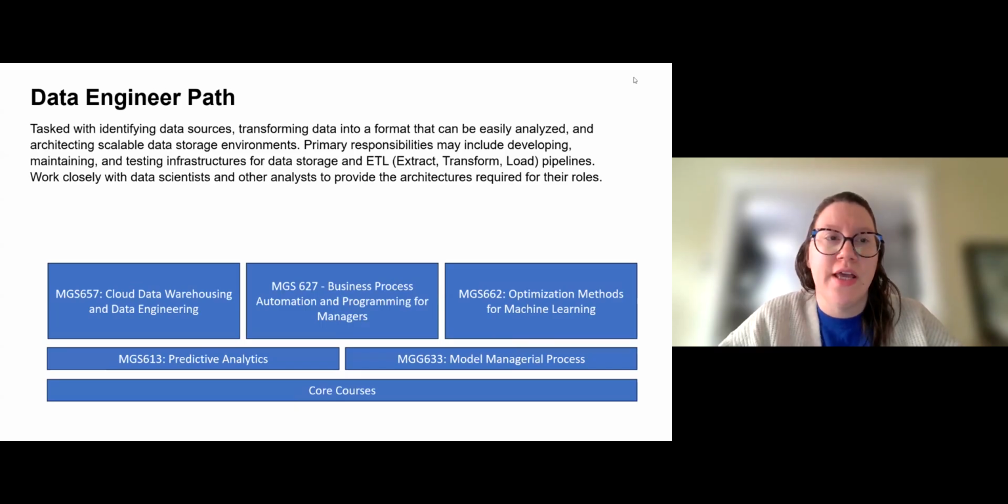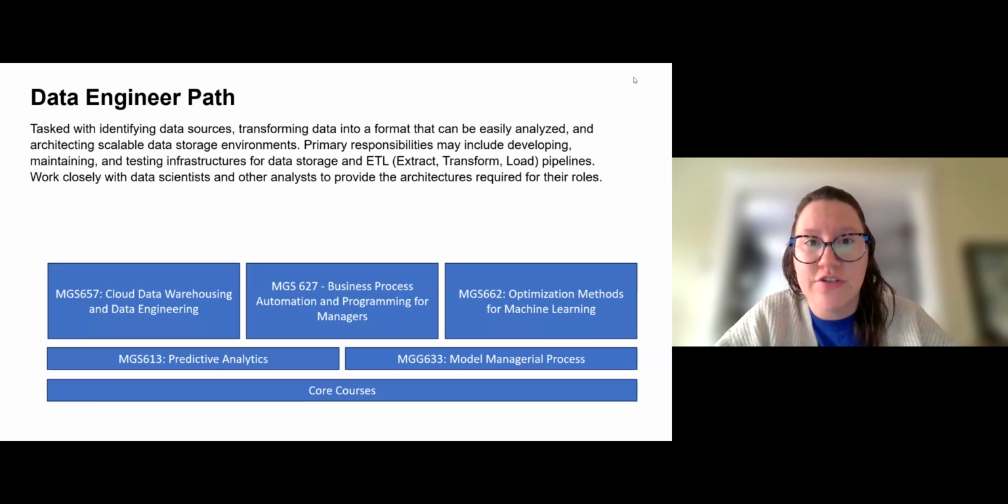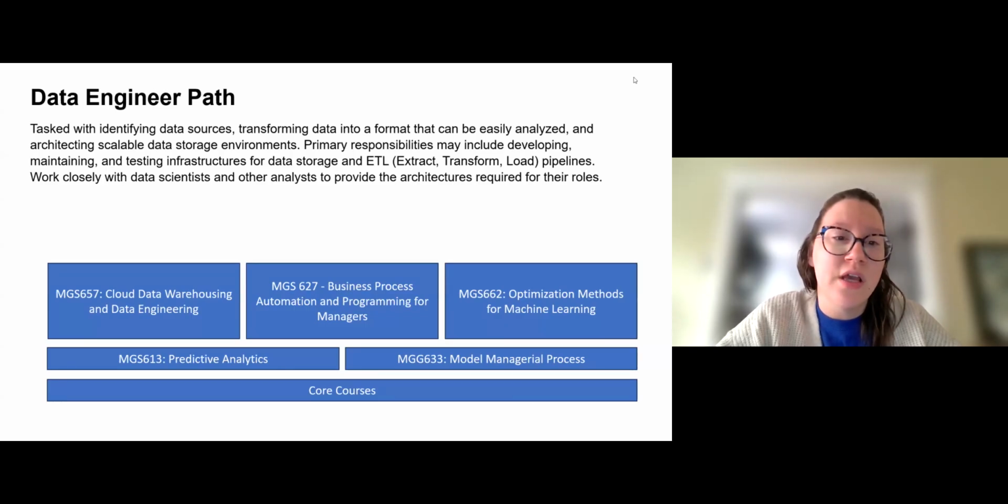The next focus area is the data engineering path. So if you wanted to take this path, you would be tasked with identifying data sources, transforming data into a format that can be easily analyzed, and architecting scalable data storage environments. Your primary responsibilities would include developing, maintaining, and testing infrastructures for data storage, ETL, which is extract, transform, and load pipelines. And you'd work closely with data scientists and other analysts to provide the architectures required for their roles.